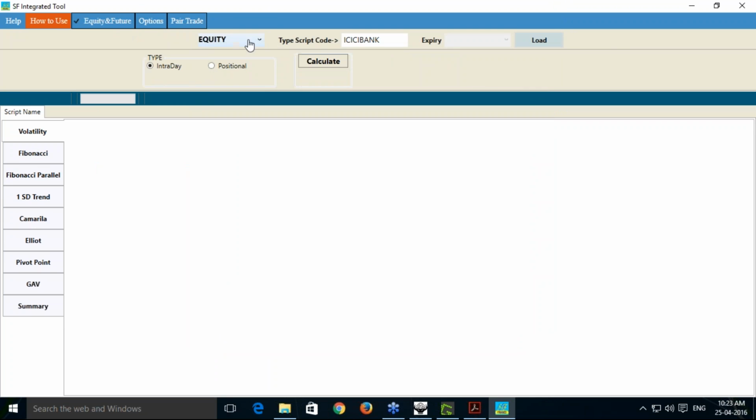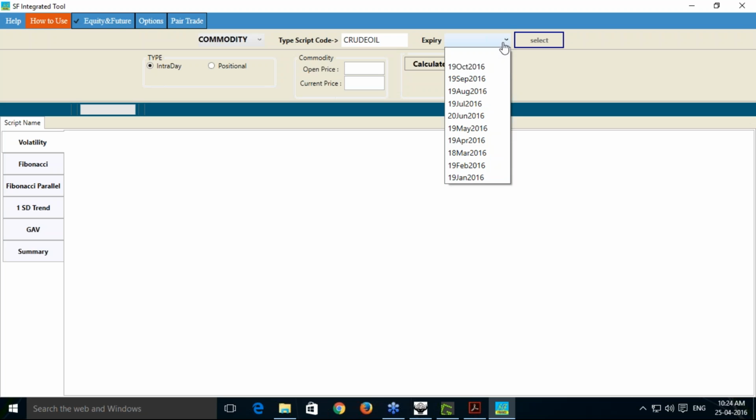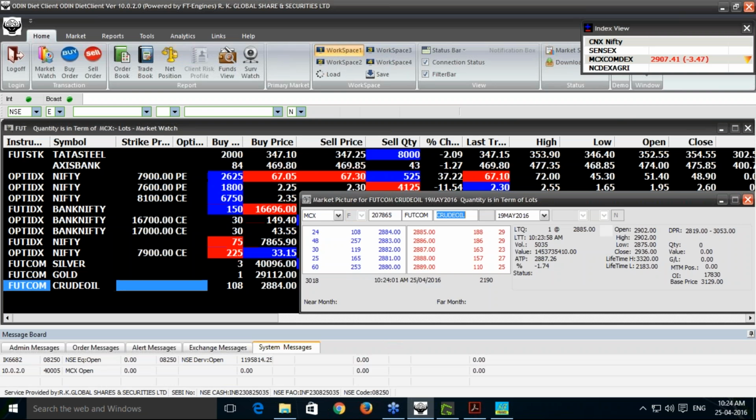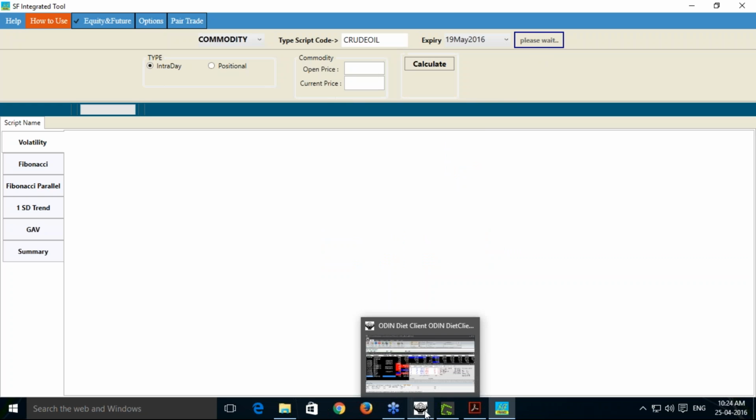Here you just have to select this commodity and then move to crude. I have not selected the expiry date properly, 19th May. You have to give it some 10 seconds so that it can capture all the necessary data required for my calculations. So this is for crude oil we are doing.